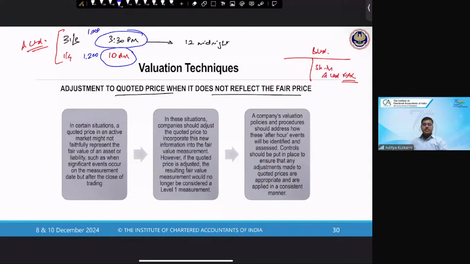Which value would you take? 31st March or 1st April? I'm closing the books on 31st March. Okay? So tell me, come on.